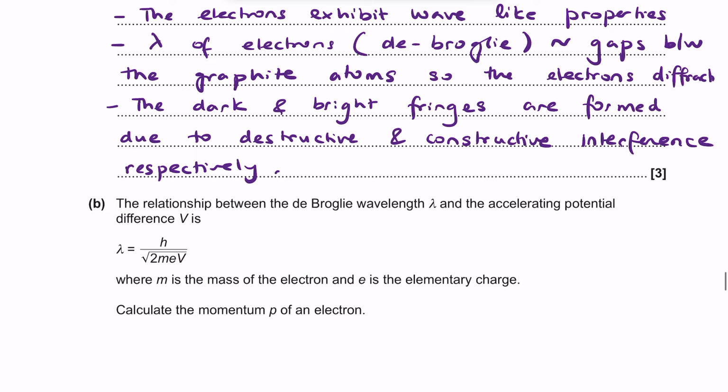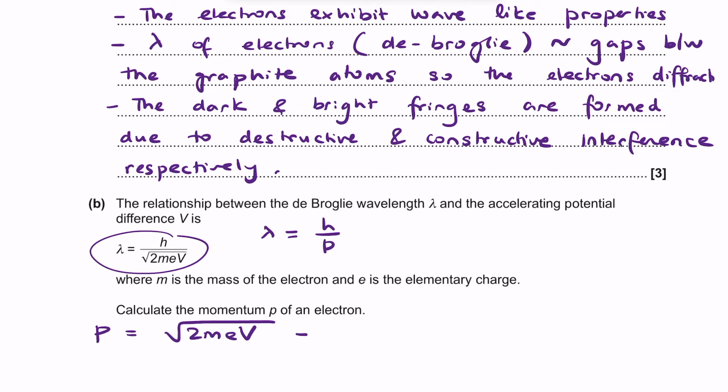For part B, we are given the relationship between de Broglie wavelength and the accelerating potential difference, where m is the mass of the electron and e is the elementary charge, and we need to work out the momentum of an electron. We know that lambda is given to us as h over p, where p is the momentum. If we compare these two equations, we can safely say that p is the square root of 2meV, where V is the accelerating voltage.